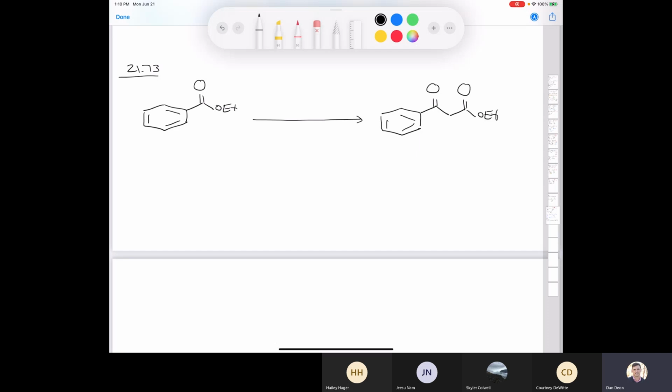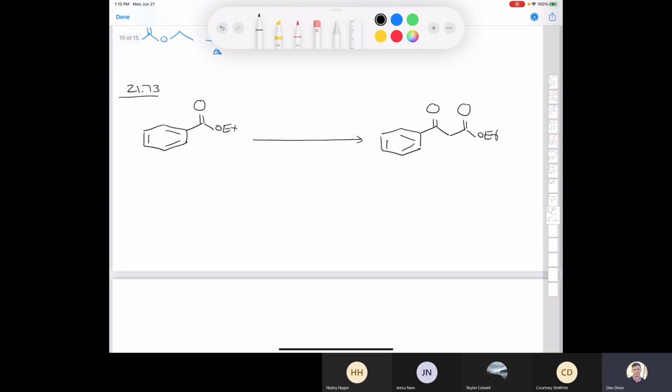So, I mean, this is nothing more than a Claisen condensation, right? So this is, I'll write it below after. But you know that the enolate that you would need would be this, right? You'd have to treat it with this enolate, okay, like that. But where are you going to get that from?